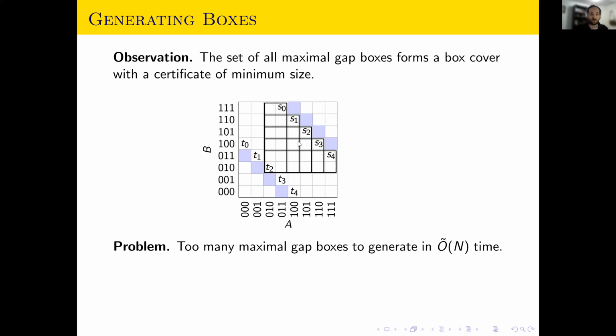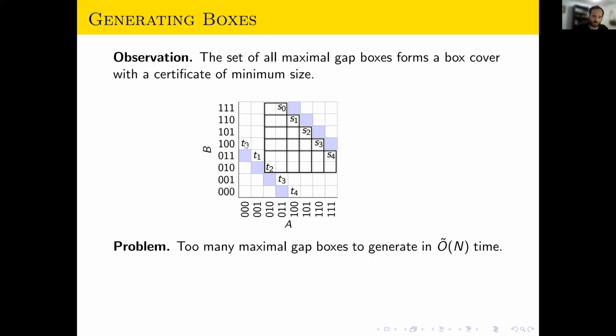So one natural approach might be to simply generate all maximal gap boxes. The problem with this approach is that there are too many maximal gap boxes to generate in tilde-O of the input size time. So this diagram quickly illustrates why that's the case. We have a very simple input relation here with just 8 tuples.